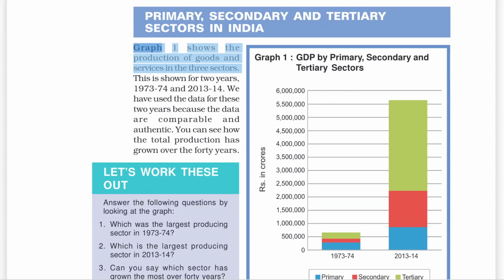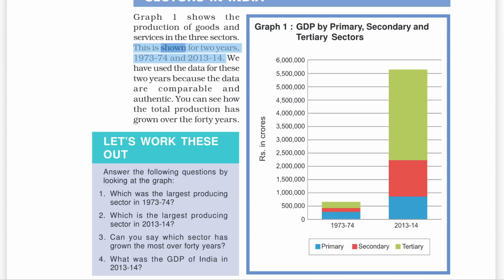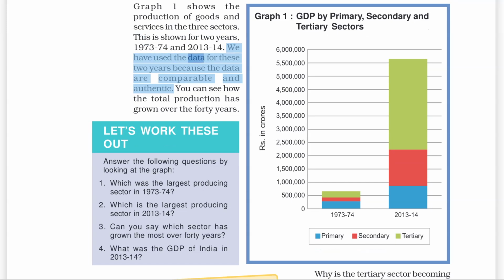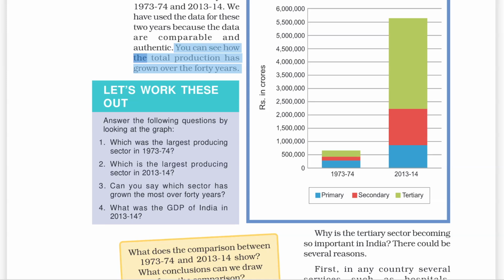Graph 1 shows the production of goods and services in the three sectors. This is shown for 2 years, 1973 to 74 and 2013 to 14. We have used the data for these 2 years because the data are comparable and authentic. You can see how the total production has grown over the 40 years.